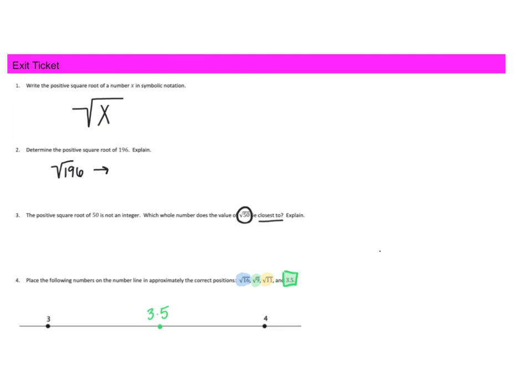And that's your exit ticket. Take your time, show your work, do your best. When you're done, there is a lesson reflection for you to do in Google Classroom.